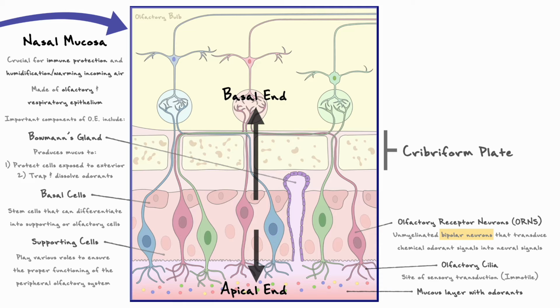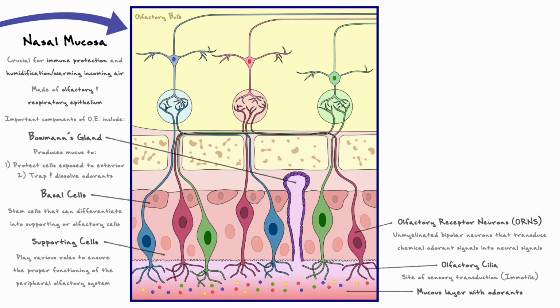An important point to add as well is that this basal end or axon is unmyelinated, but that is not too big of a concern for these neurons because the distances they have to carry the information over is rather short. Now, before we cover what signal is sent to the brain, we first have to understand how different odorants are transduced into neural signals.